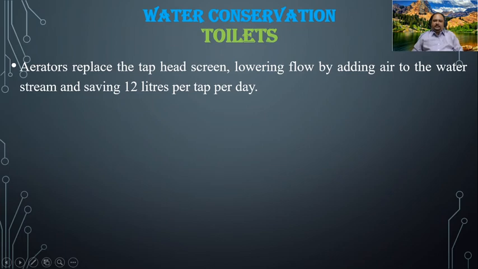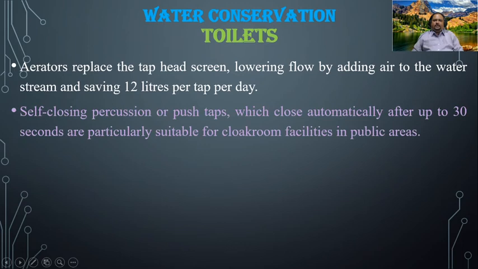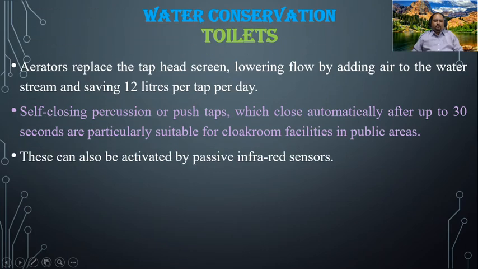An aerator replaces the tap head screen, lowering flow by adding air to the water stream and saving 12 liters per tap per day. Self-closing percussion or push taps, which close automatically after up to 30 seconds, are particularly suitable for cloakroom facilities in public areas. These can also be activated by passive infrared sensors.